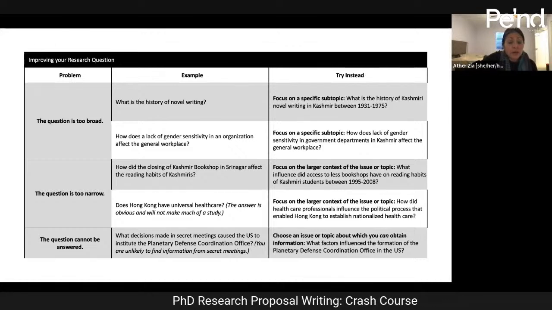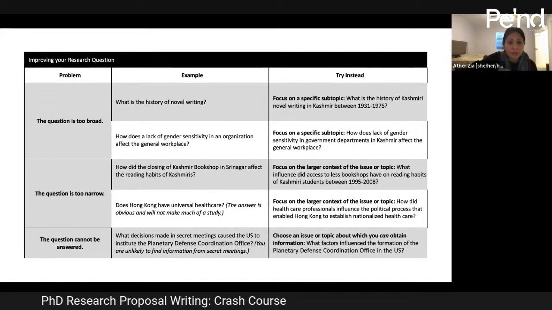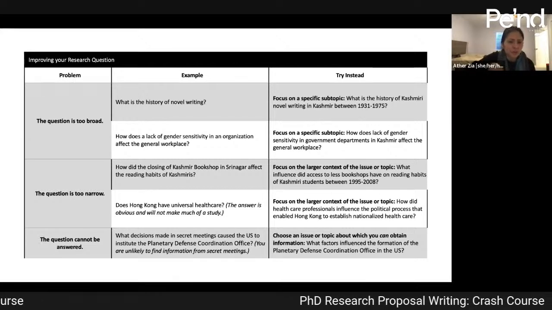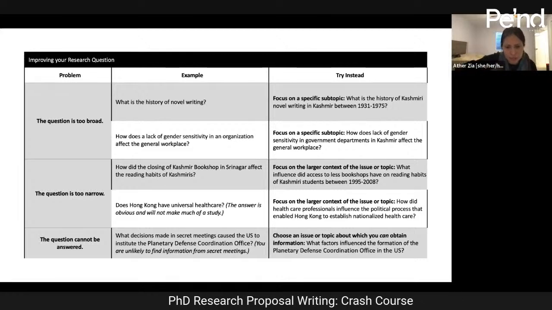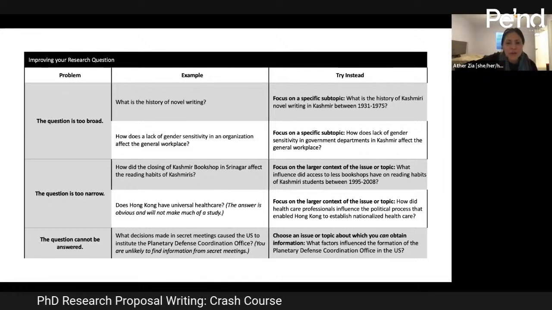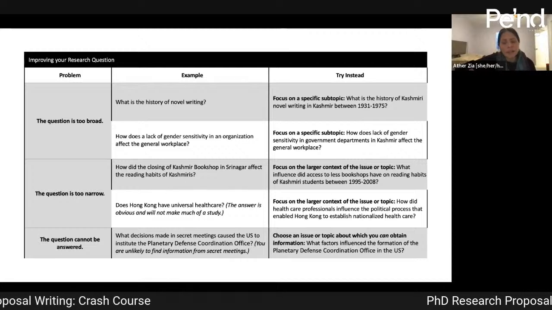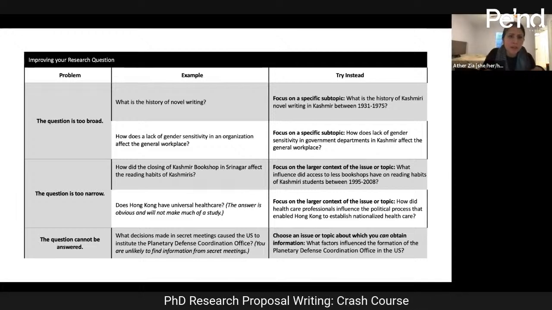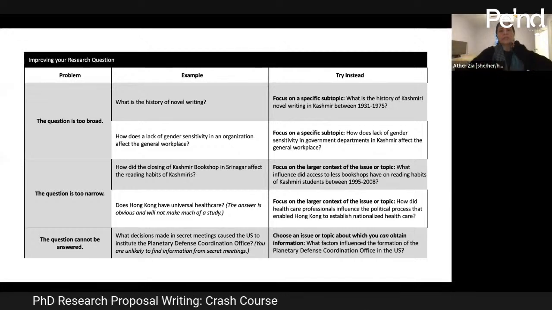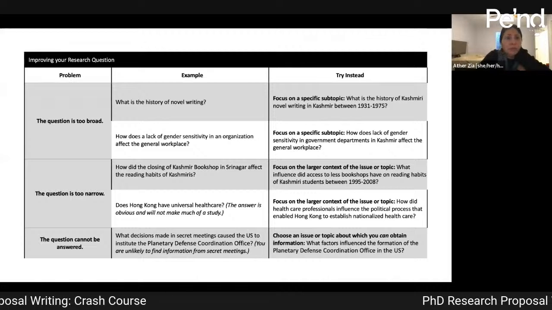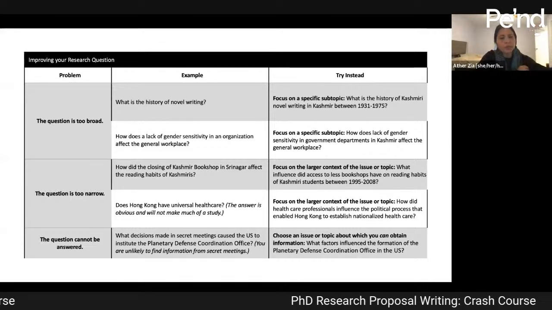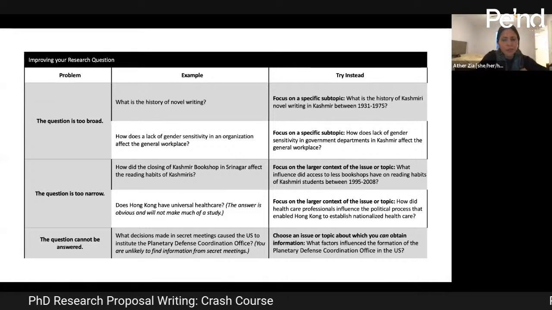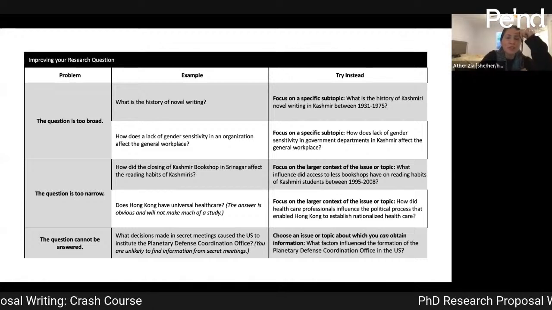The other question that looks very narrow, and that's the problem with it, is: what decisions made in secret meetings caused the US to institute the Planetary Defense Coordination Office? Believe it or not, that is an office. I didn't know till yesterday. So how are you going to find this information from secret meetings? I don't think this is possible. If you're looking for archives that are classified, that's a question that is probably not doable. Your research committee is going to ask, how are you going to do this? That's going to be the first impediment, before even getting to the archives: people telling you this question is not possible.